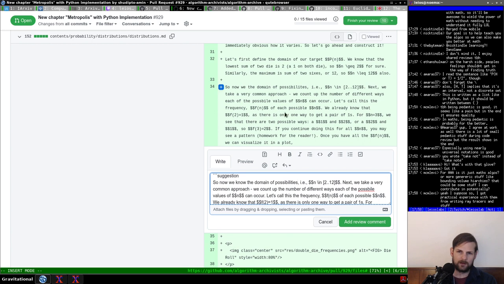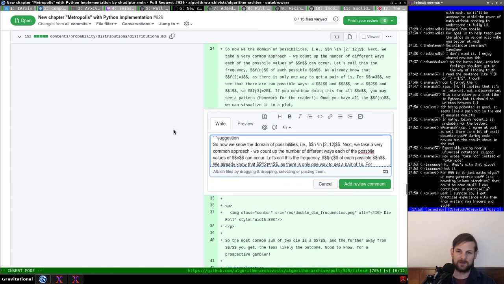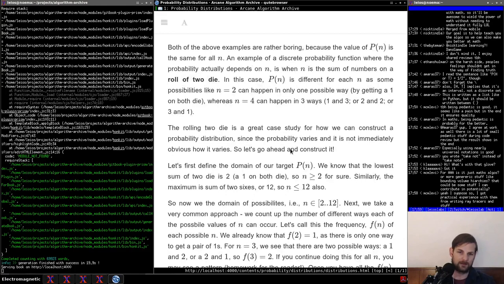We already know that f of 2 is equal to 1. Okay, that doesn't make sense to me. F of 2 is equal to 1? F of 2 is equal to 1 as there's only one way to get that pair of 1s. Okay, sure. So for n equals 3, we see that there are 2 possible ways. If you continue doing this for all n, you may see a pattern. Once you have all of them, visualize it in a plot. The plot should be next. Let me check.